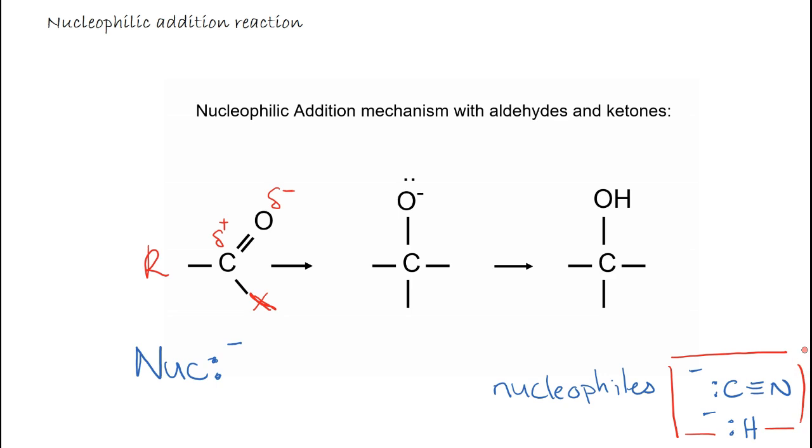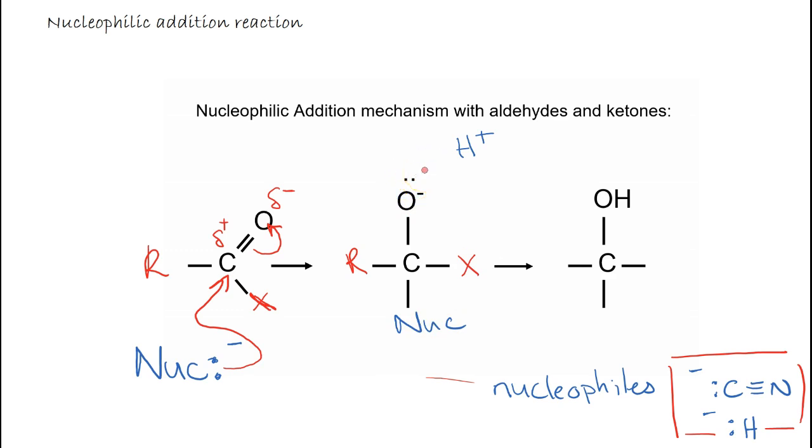The general mechanism then is, remember, we show electron movement with the curly arrows, and they go from an area of high electron density, our lone pair of electrons, and we get attack on that carbon, which is delta positive. The electrons then from the bond move onto the oxygen atom. This gives rise to a tetrahedral intermediate with the nucleophile now attached. We've got a negative charge on the oxygen and a lone pair of electrons.